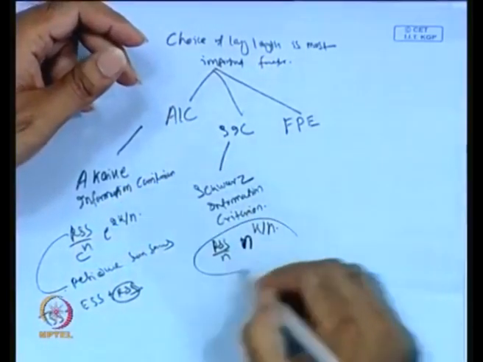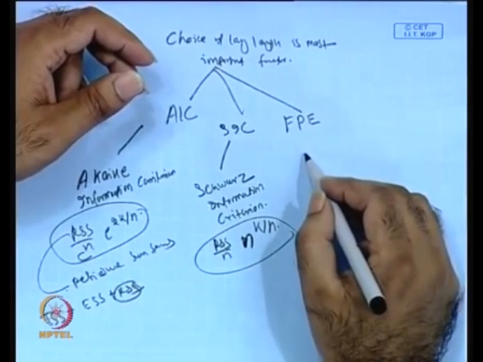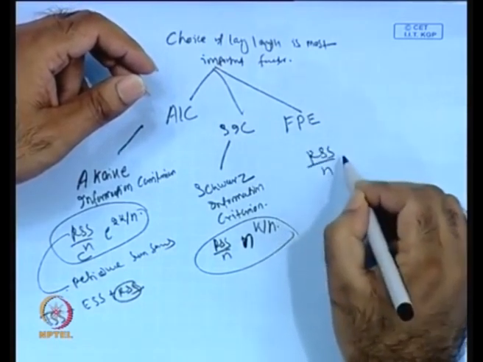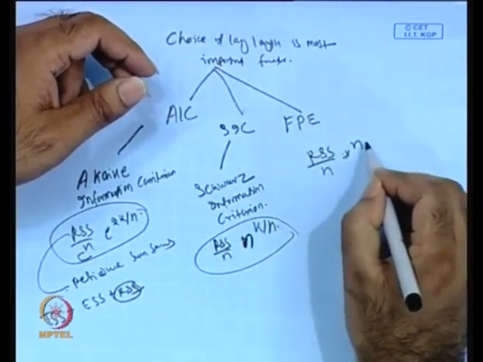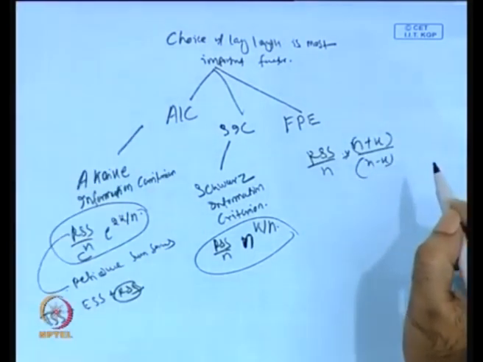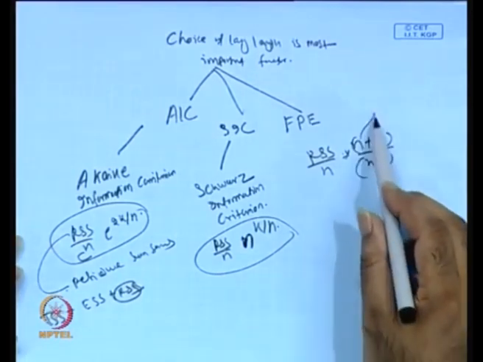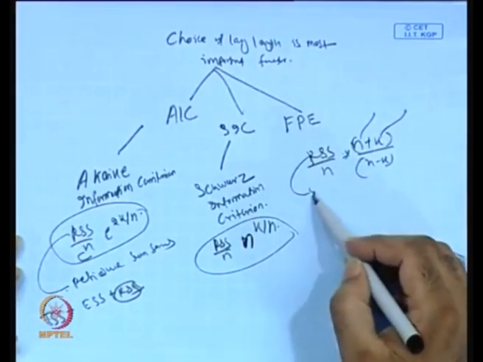So, SIC will be calculated this way, then AIC will be calculated this way, then the final prediction error is nothing but RSS by n into n plus k by n minus k. So, this is called the final prediction error. Now you see here n is already defined, k already defined, RSS already defined.